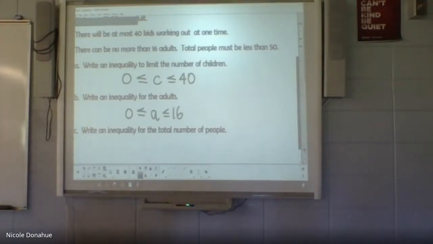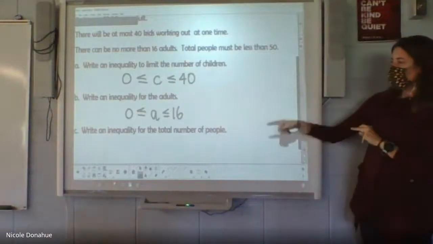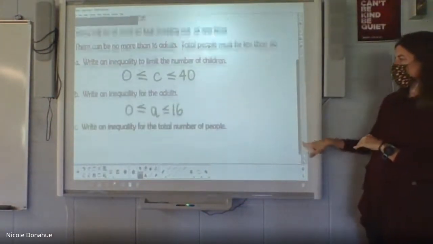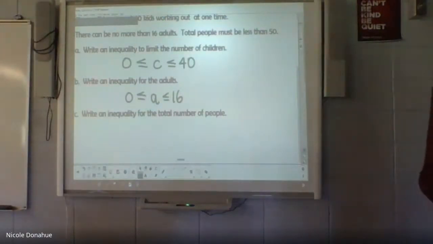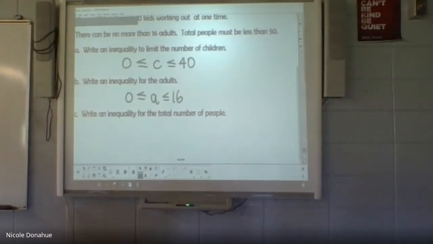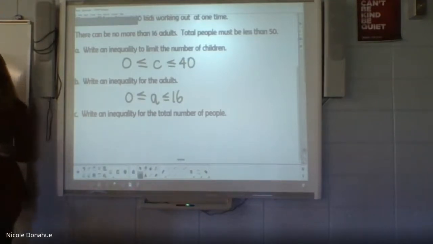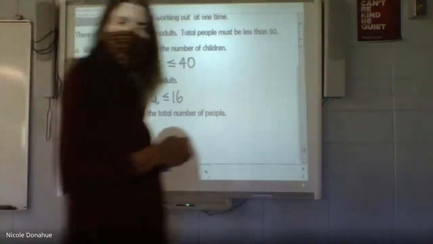So, the next part, the less than 50, we need to talk about that. It says the total people must be less than 50. Writing an inequality for the total number of people. I don't want to add a third variable to this. So I want to somehow use the number of children and the number of adults to talk about being 50 or less. Does anyone have an idea on how to write a third inequality only using those two variables and the 50? I want the number of total people to be under 50, but I don't want to add a new variable in. Any suggestions on how to do that?